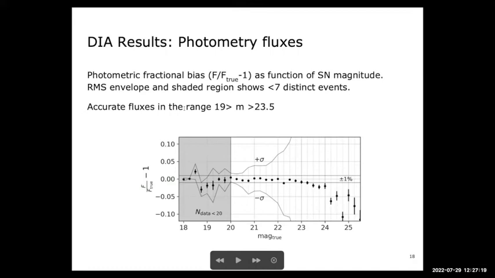Additionally, we can measure the photometric flux performance for our force photometry pipeline. I'm showing you here the fractional bias as a function of the magnitude of the SNIa. The shaded region here has very low stats, 7 events, so they're all correlated, the points over here. But roughly, we can see that from magnitude 19 all the way up to 23.5, we're unbiased on the fluxes.